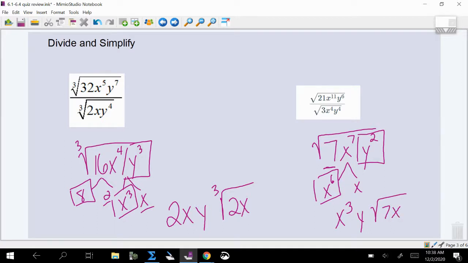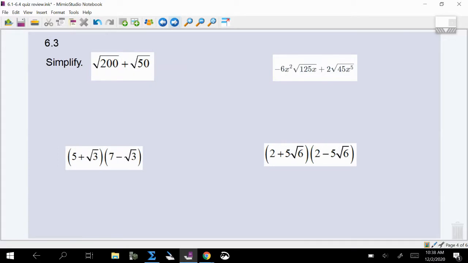So that was section 6.2. We did a lot of factor trees, a lot of breaking down. We have examples from class lessons, from past videos that will help you. Moving on to 6.3. So 6.3 was focusing on adding, subtracting, and multiplying radicals.